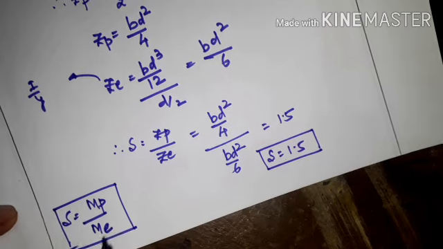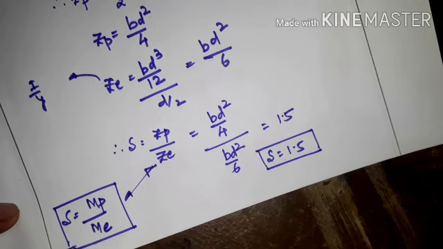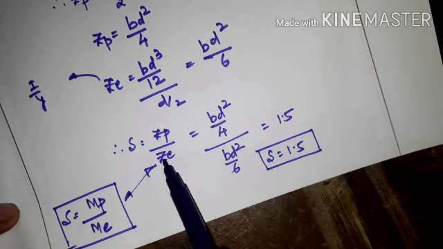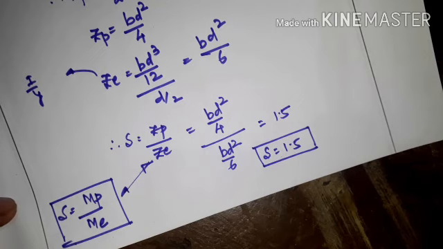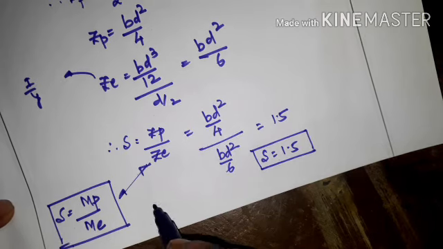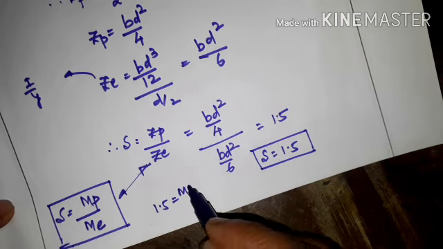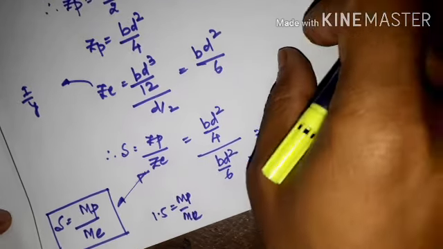Shape factor can also be called MP by ME or ZP by ZE, both nothing but shape factor. So shape factor MP by ME, we have got it as 1.5. If you calculate by this or by this, you will get the same answer. So what does it mean? We have got 1.5 as the shape factor. So the plastic moment capacity, if I write here, 1.5 is equal to MP by ME. I'll note down here.